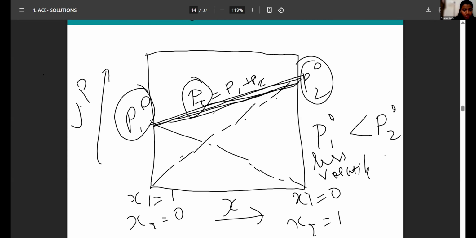Let's see what ideal and non-ideal solutions are. I'll explain in the other slides. But see, this is the basic example or basic plot of Raoult's law. I'll move on.